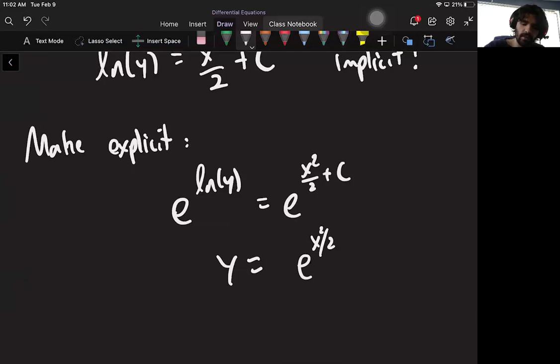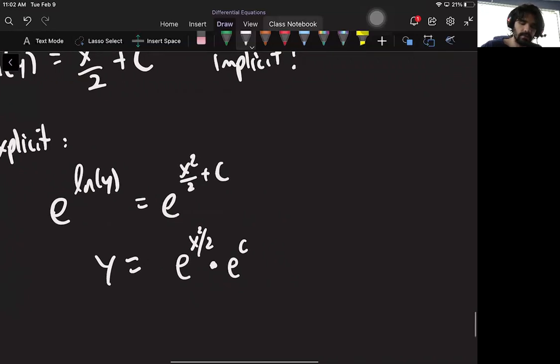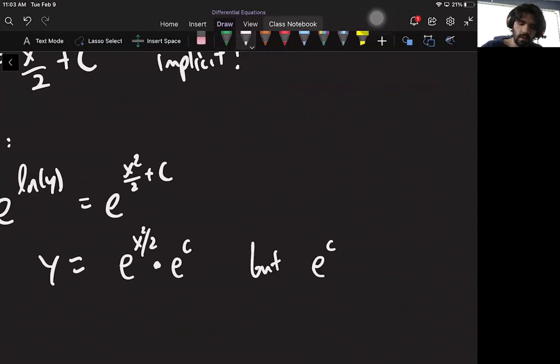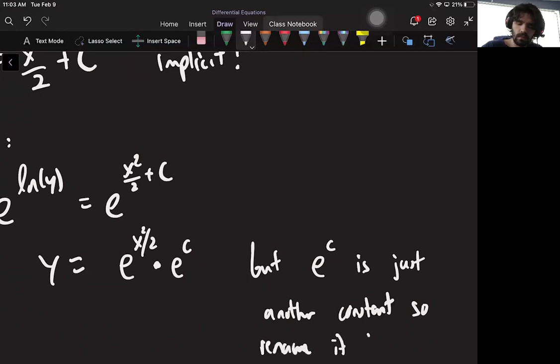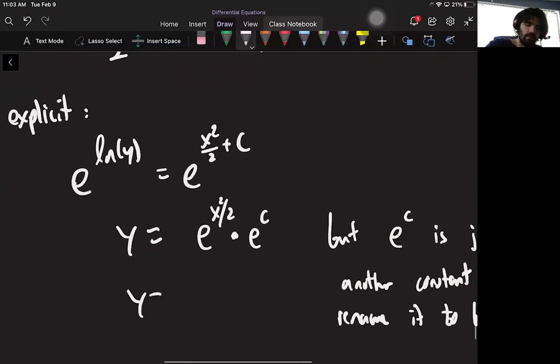So if I add exponents, that means I get to multiply by the base to that exponent. And now to make things look nicer, I'm going to use this trick again. E to a constant is just another constant. So I'm going to rename it to just be C again. And then it looks much nicer. So I'm just going to rename this and call it C and then stick it in the front. If it's being multiplied, I can move it to the front.